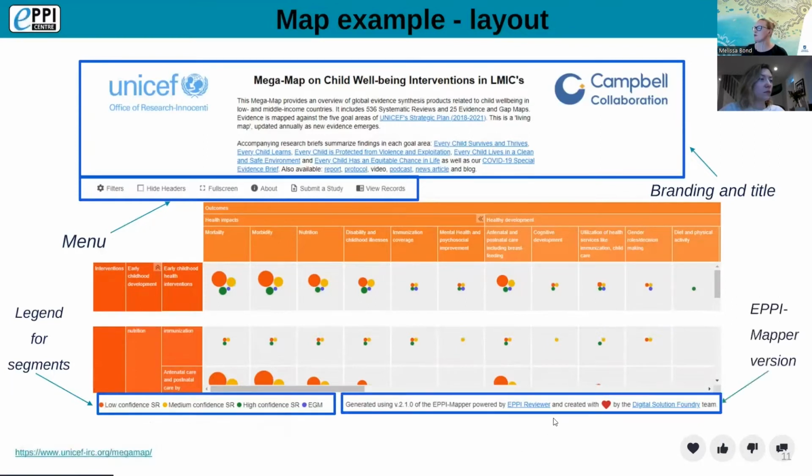And then at the bottom on the right-hand side, you've also got which version of EPPI-Mapper was used to create the map. Now, this particular map was created using version 2.1. We are now actually up to version 2.2 of the mapping software. So there's been a slight tweak since this particular map was developed. But this is important potentially for you to know in terms of providing the information to your stakeholders on which version of the software was used.